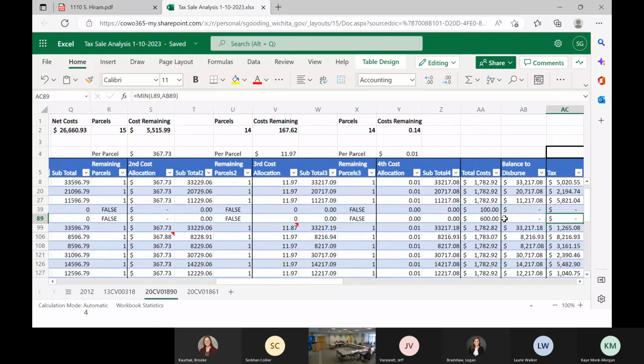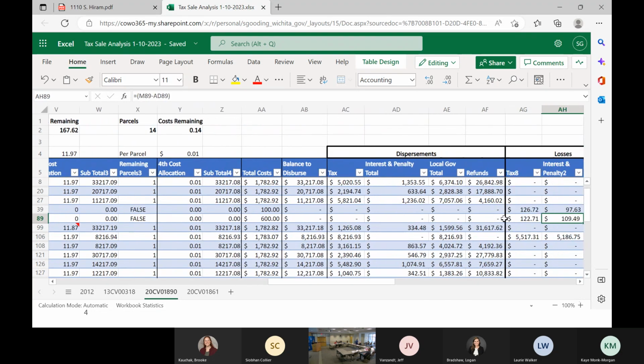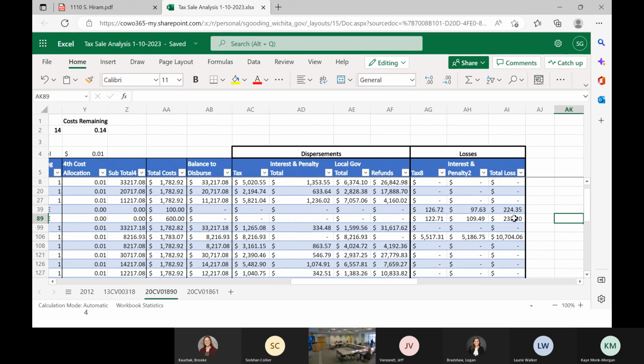And so our hope is that once we have all the samples input, we'll be able to really do quite a bit of pinpointing, mapping to see where are we seeing that tax sale is not a sufficient solution for what it is that we're trying to do.